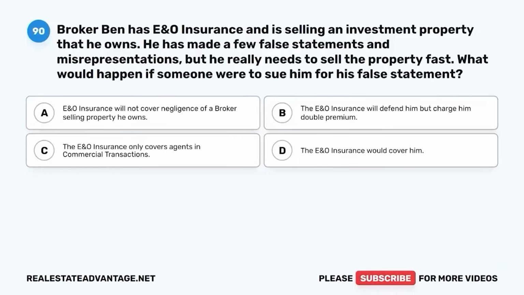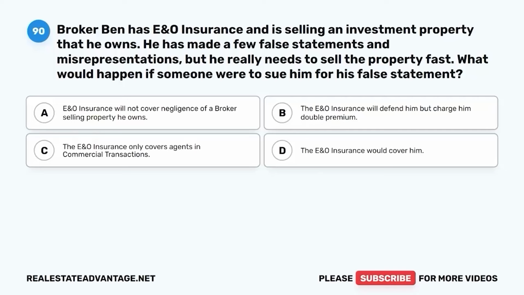Question 90. Broker Ben has E&O insurance and is selling an investment property that he owns. He has made a few false statements and misrepresentations, but he really needs to sell the property fast. What would happen if someone were to sue him for his false statement? A. E&O insurance will not cover negligence of a broker selling property he owns.